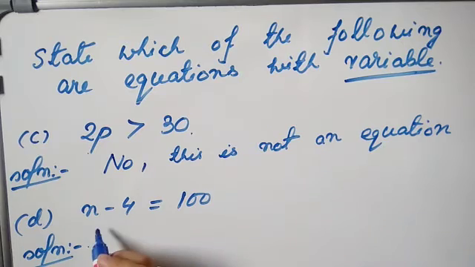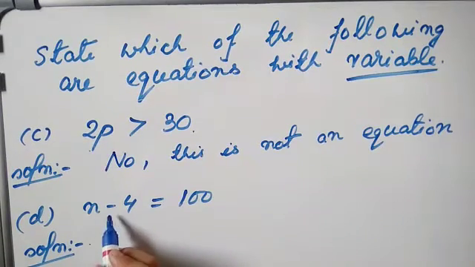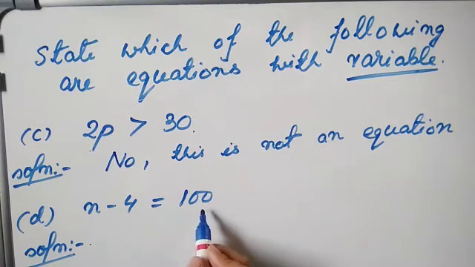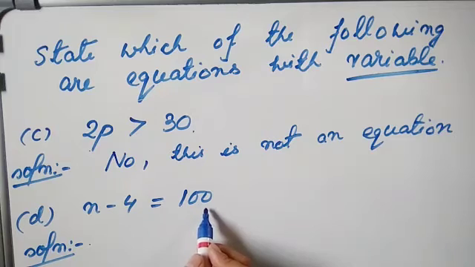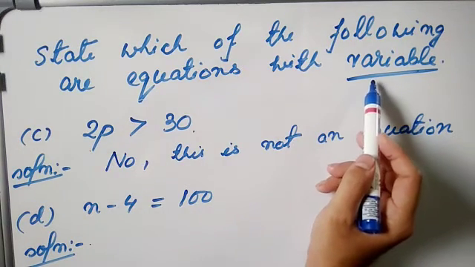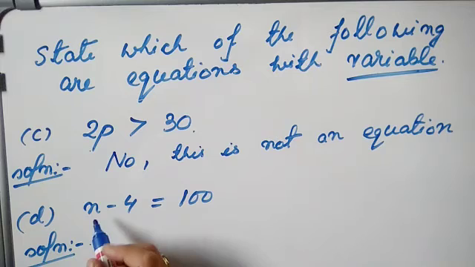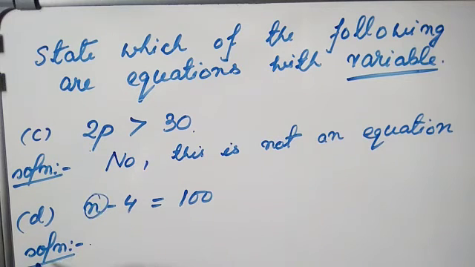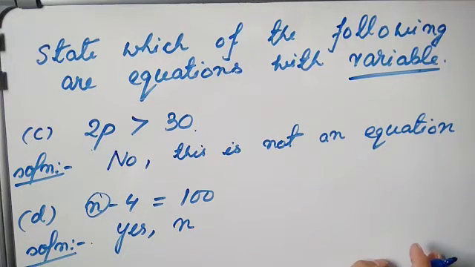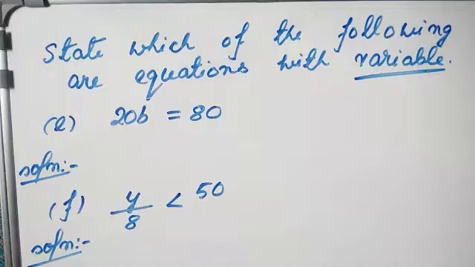And what about our next question? It says n minus 4 is equals to 100. So is this an equation with a variable? Yes. Why? Because the variable involved in this equation is n. So yes, and the variable involved is n. Understood? Let's try another question.